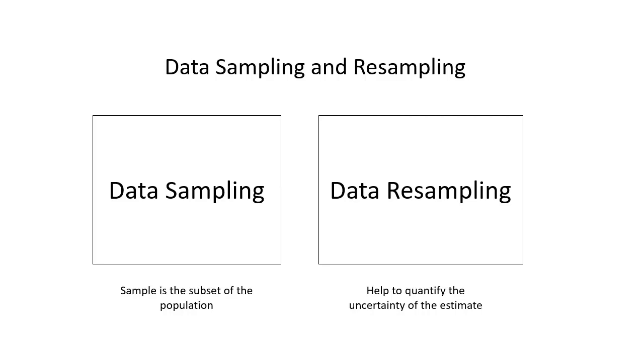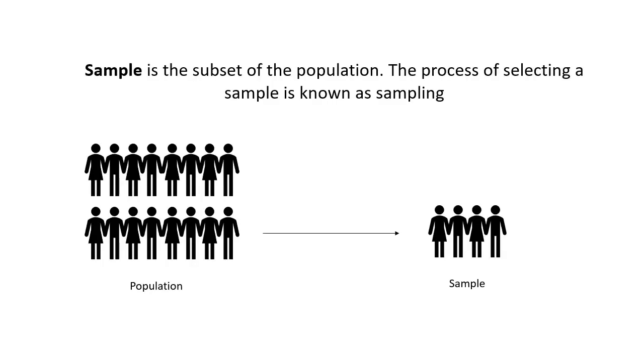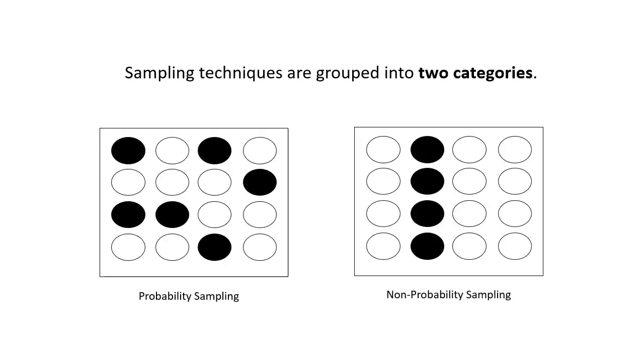Each row of data represents an observation about something in the world. When working with data, you don't often have access to all the possible observations. A population is a collection of elements that has characteristics in common. A sample is a subset of the population. The process of selecting a sample is known as sampling. There are many sampling techniques that are grouped into two categories: probability sampling and non-probability sampling. The difference in the two lies in whether the sample selection is based on randomization or not.